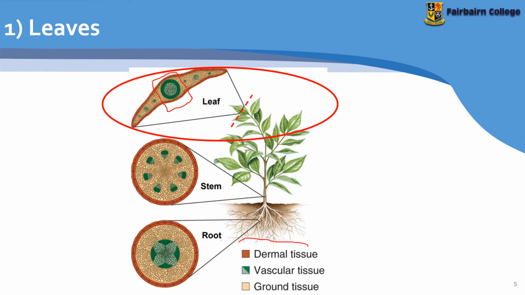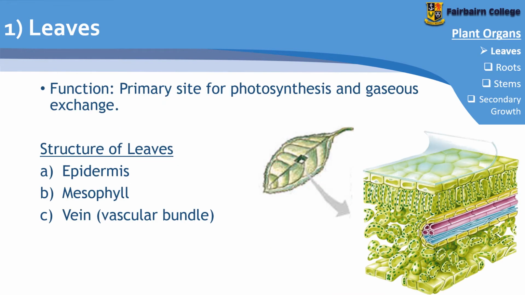So here you can see a key that identifies some of the broad categories of tissue found in all organs of the plant. Okay, but this is just an overview. We're going to look now a lot more in depth at what is found inside of the leaf. So we start off by just mentioning the function again, okay, the photosynthesis and gas exchange.